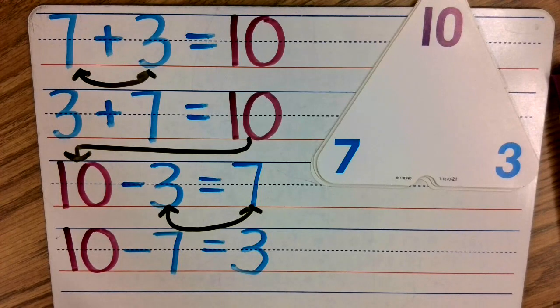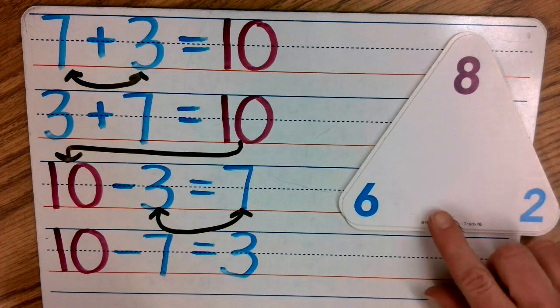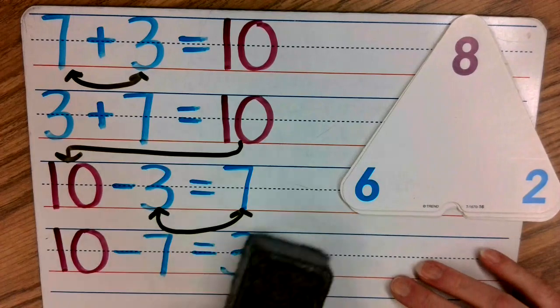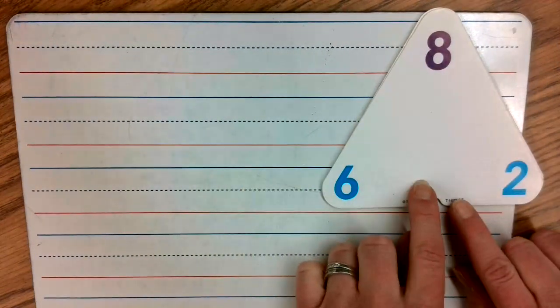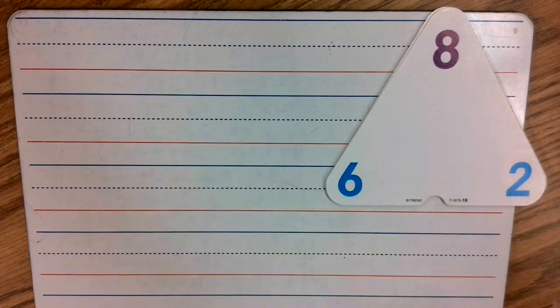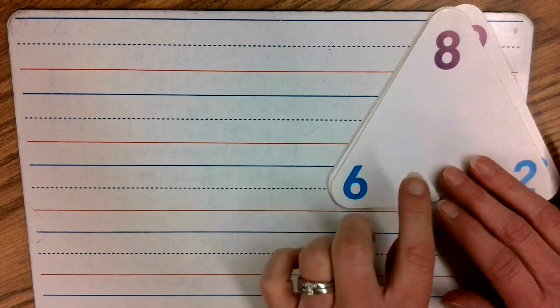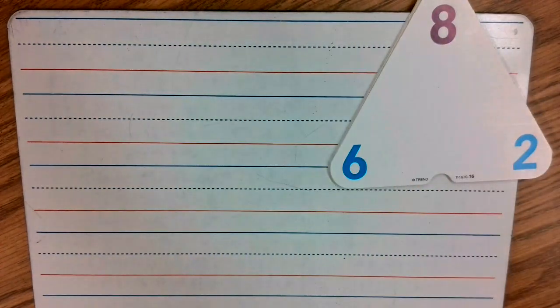Let's try another one. Let's try this one. Let's try 8 and 6 and 2. I'm going to erase this. I'm going to give you a second. I want you to hit pause, and I want you to write it and then come back on and we'll go over it together. So hit pause, write the 4 facts that go with this card, the fact family, and come back.